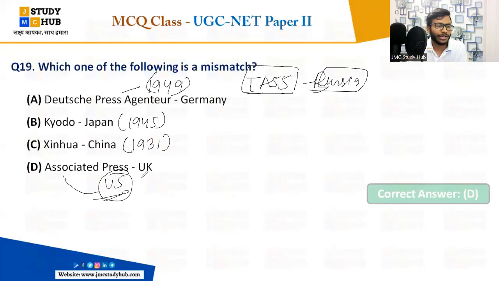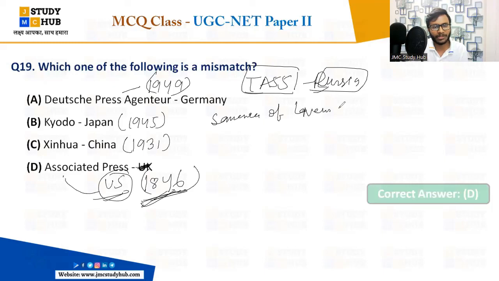So Associated Press is 1846, very much important. That is the news agency Associated Press, 1846, of the US, United States. Please cut it here, it is not the UK, it is of the US. So please write it, the sequence of the launching of the news agencies, quickly.